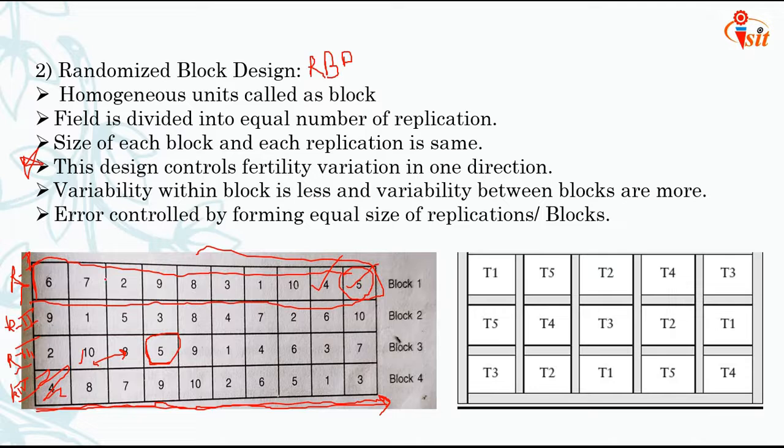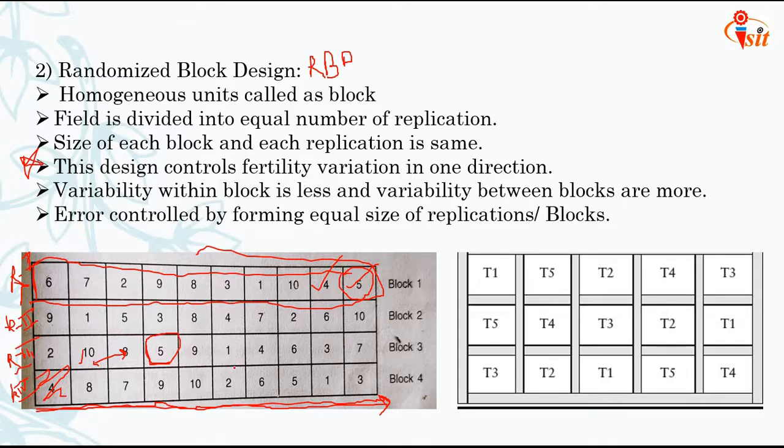The error here is controlled by making homogeneous replications and homogeneous blocks, so whatever error is created here is minimized. So how is the error controlled here? By making a number of replications and by making blocks, the error is controlled in this design.